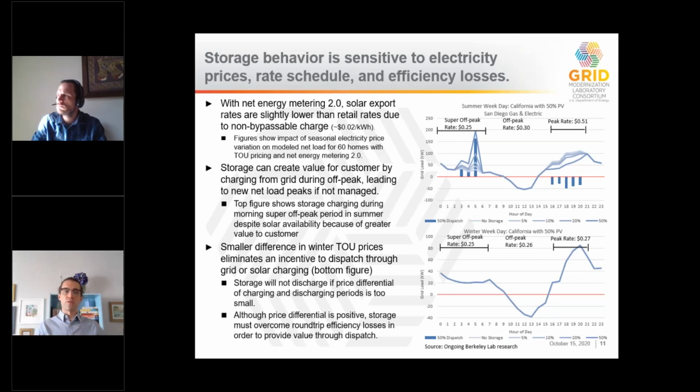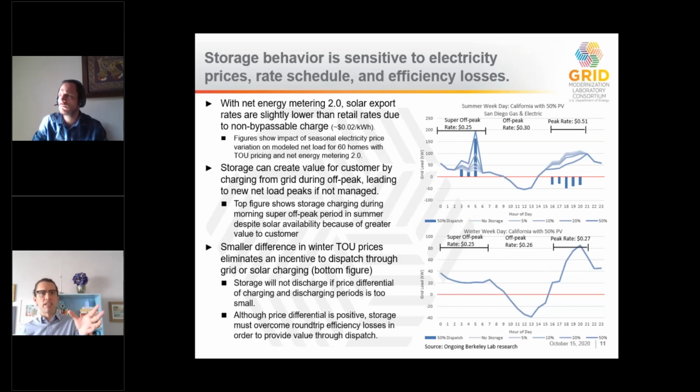But otherwise, the use of time of use pricing does not always promote storage dispatch. So for example, in the bottom figure, there is still time of use pricing, like in the summer case, but the difference in time of use pricing is too small and the incentive to dispatch is eliminated. So although the price differential is positive, storage must overcome round-trip efficiency losses in order to provide value through dispatch. What this ultimately implies is that rate design can be used to promote favorable storage dispatch for managing net loads, but it needs to also enable economic dispatch for building system in order to be effective. Next slide.